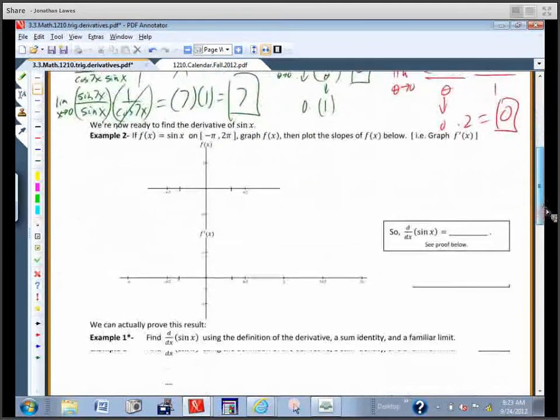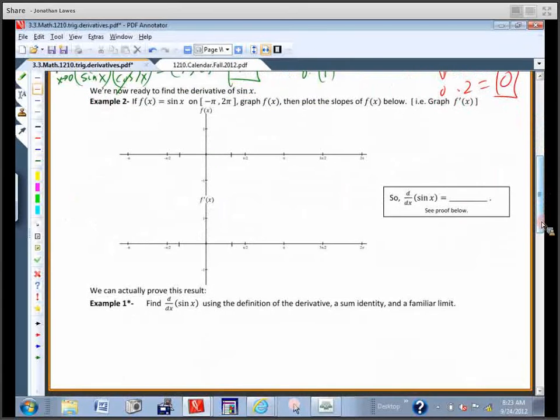Okay, so I think there are 5 or 6 limits that are assigned on the assignment, and we just did 5 of them, so you should be in pretty good shape there.